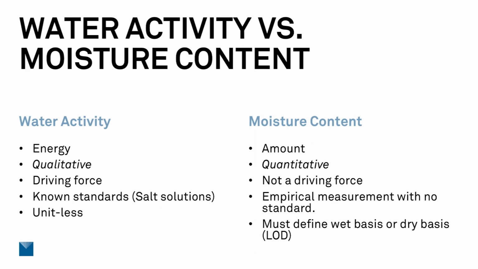So comparing water activity and moisture content here. Water activity is the energy of the water in a system. For moisture content, we're talking about the amount. Water activity is a qualitative measurement, meaning it is defined by the product itself and the interactions of the water inside the product that determine what the water activity is. Moisture content is quantitative. You are going to get a number.